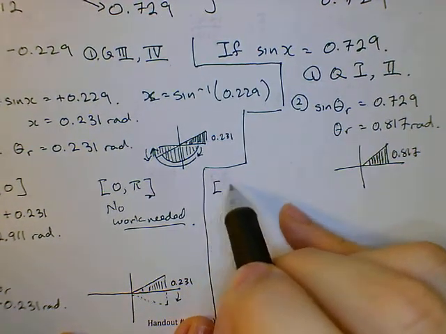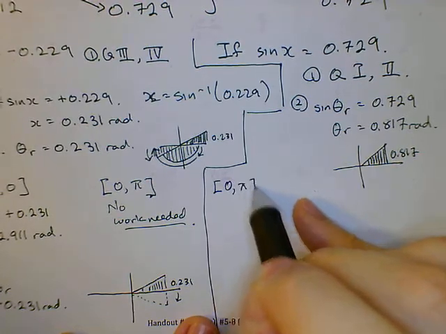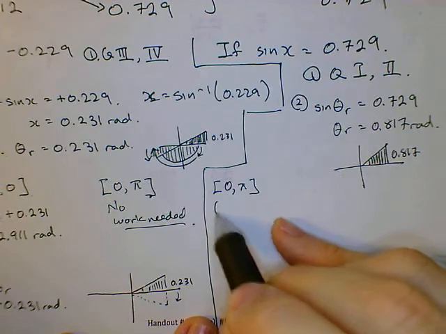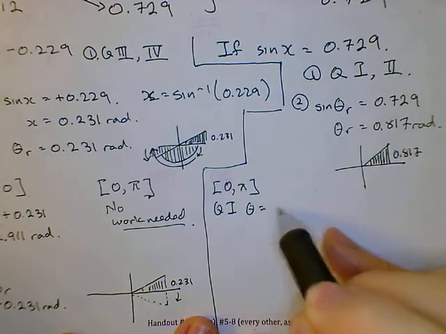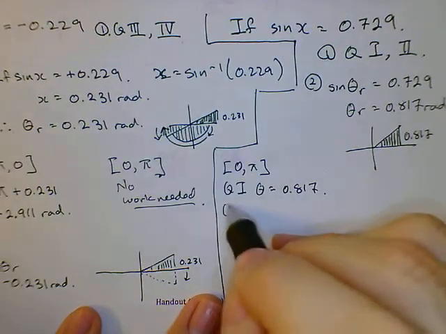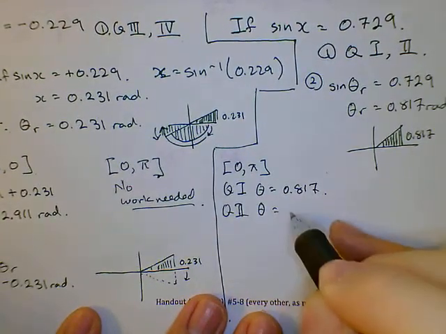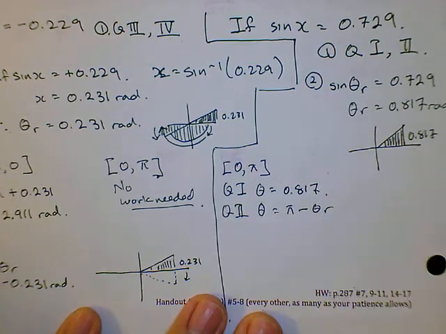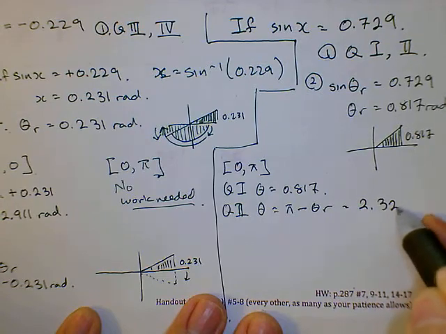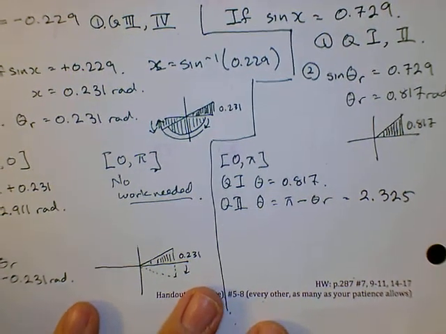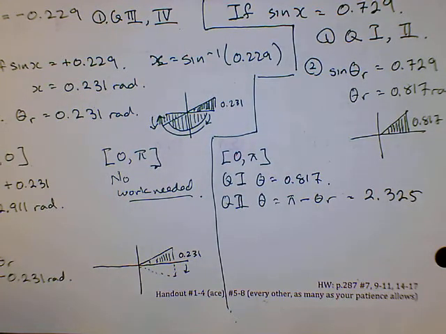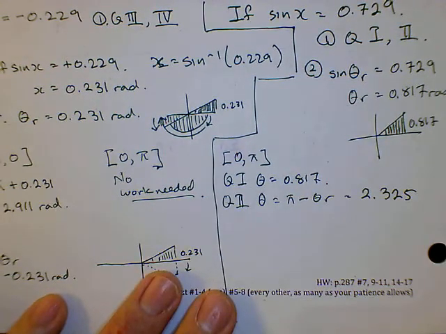What is the interval? Let's do the first one, 0 to pi. In quadrant 1, the angle is just 0.817. That doesn't change. For quadrant 2, the angle is pi minus the related angle, which is equal to 2.325 radians. So again, pi minus 0.817.